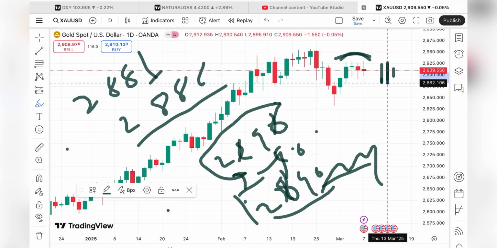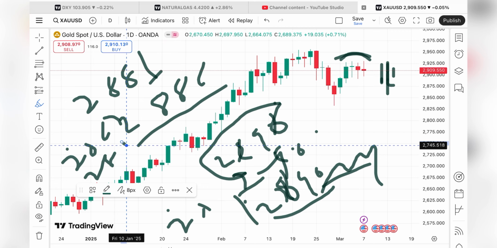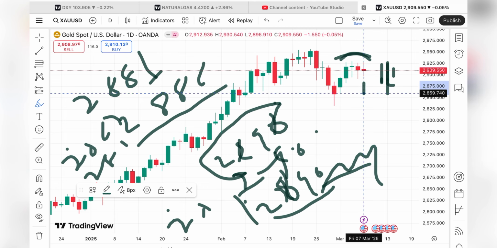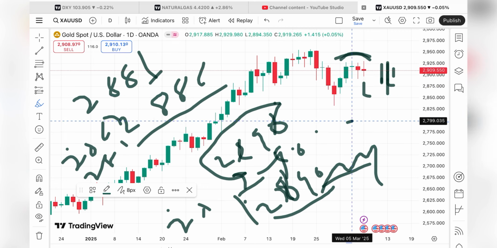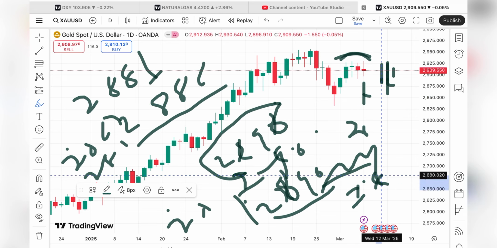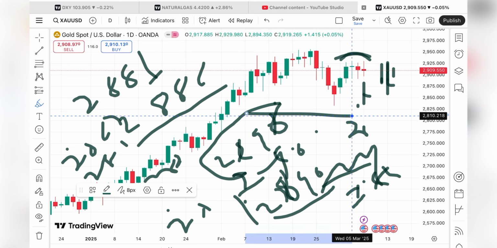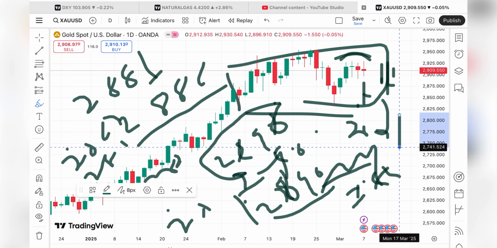Suppose the price falls below $2881, we can see a level of $2878, and from there a further fall towards $2867, and after $2867 a level of $2858, and then a further downfall towards around $2853. If the price falls below this level, we can see $2846 to around $2835. If the price falls below that level, a chance of going towards $2832, and then there will be a zone breakout, so a further downfall we can see.